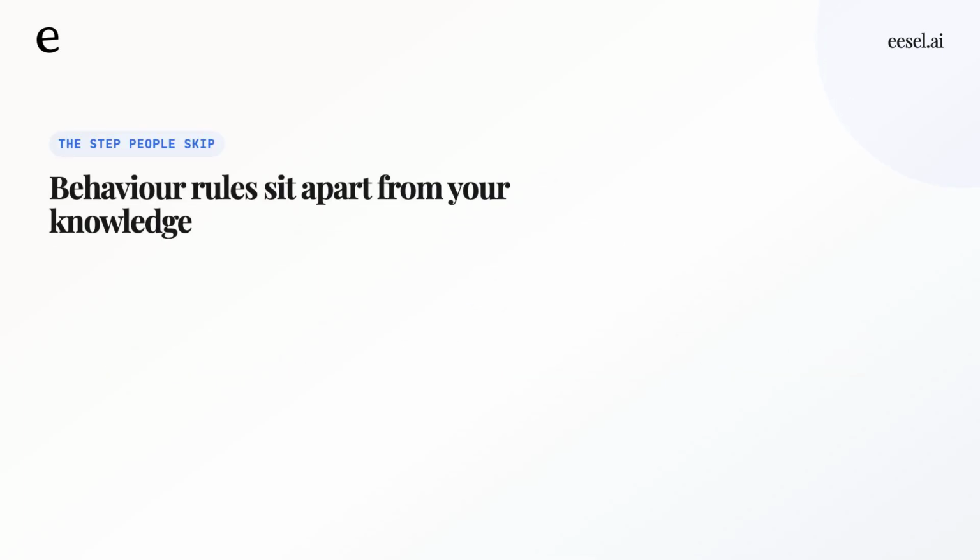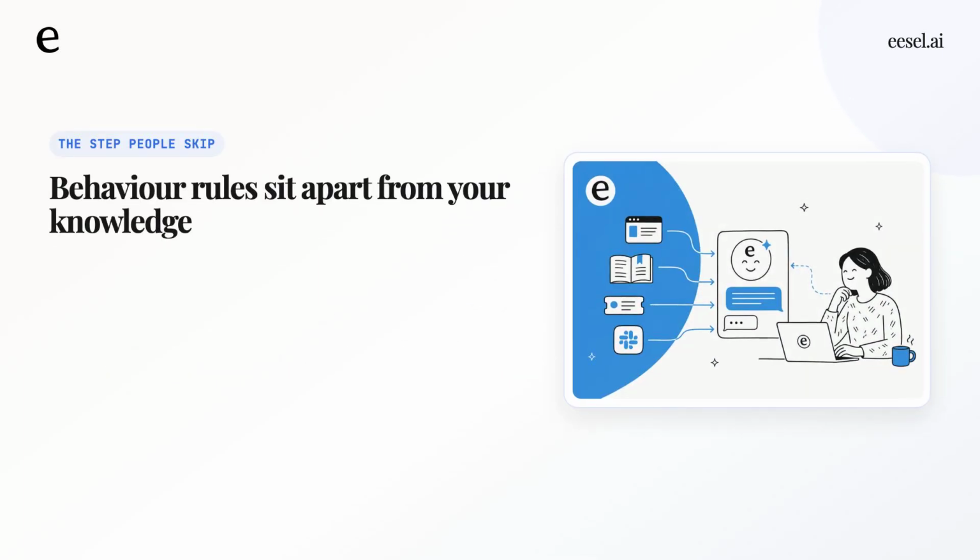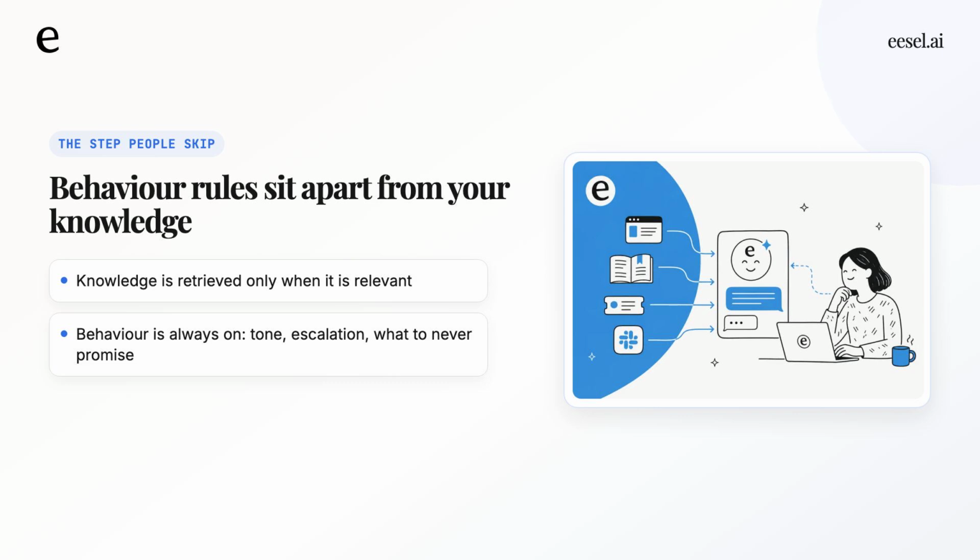One step people skip: your behavior rules sit apart from your knowledge. Knowledge is retrieved only when it is relevant. Behavior is always on. Tone, when to escalate, what to never promise, and what to do when it does not know. Keep them in two places, and after you connect a source, check what actually landed. Confirm the PDFs passed and nothing quietly failed a size cap.